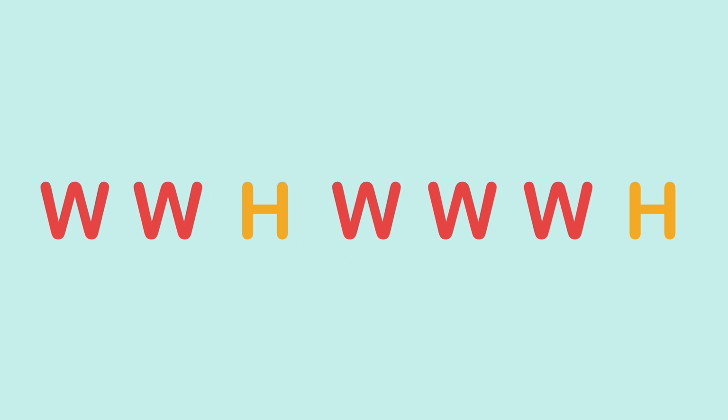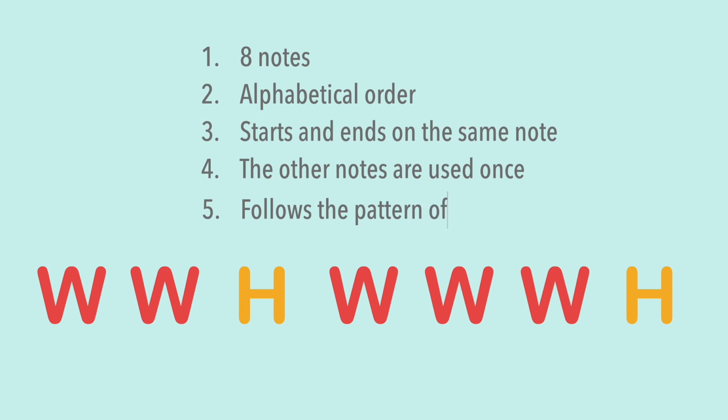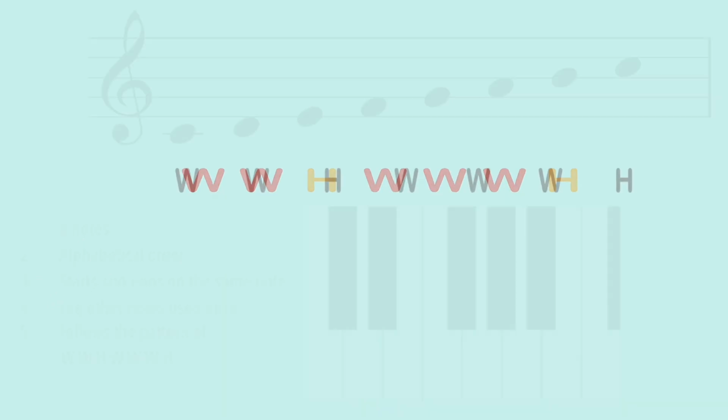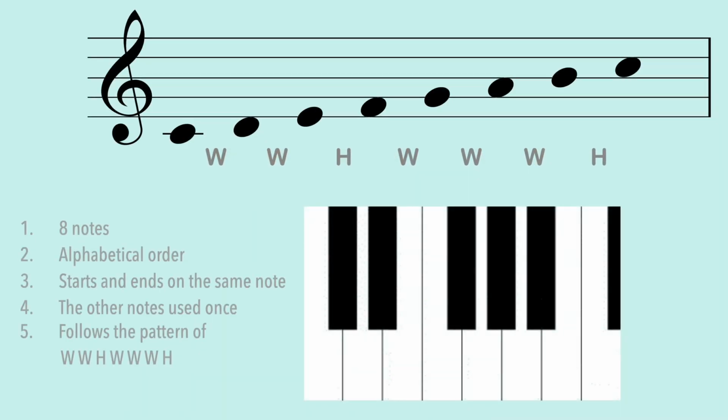When building a major scale, the pattern of whole and half steps is always the same and looks like this: whole, whole, half, whole, whole, whole, half. And this is our final rule. Now let's look at the C major scale and how it's played on the keyboard for better understanding of how to build a major scale.